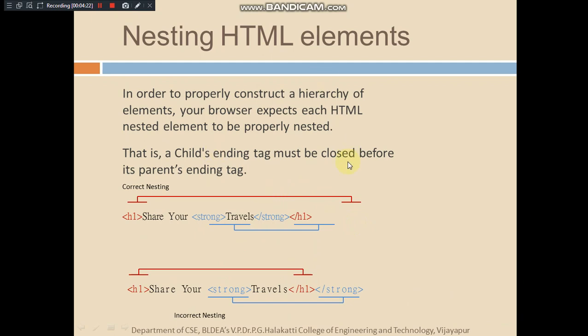In order to properly construct a hierarchy of elements, your browser is usually expecting nested elements to be properly nested. That is, the child's ending tag must be closed before its parent's ending tag. It is the way we use loops inside loops in programming languages. When we have nested loops, we close the inner loop first and then the outer loop. The same way here also, if you have a child element enclosed within an outer element, the inner element must be closed. As you can observe, you have the h1 element closing here.